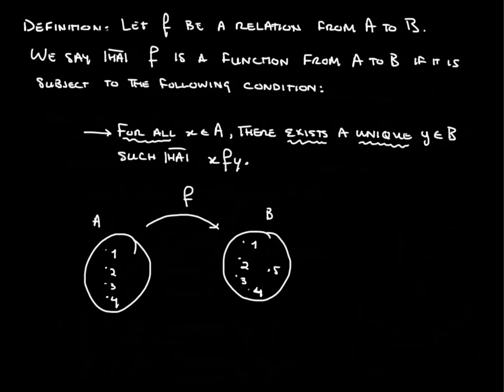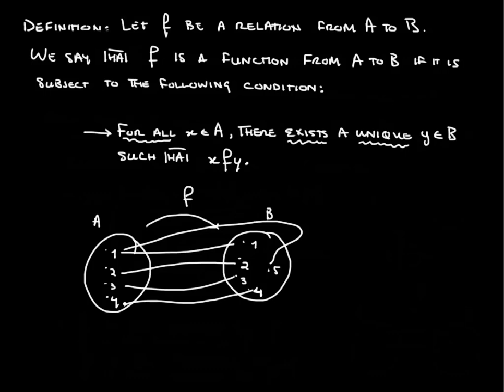So 4. Okay, so the condition for all says that every element that is in A has to be related to a unique element that is in B. Okay, which means that 1, 2, 3, 4 has to be related to an element in B. Now, what the unique part means, I can't have 1 to be related to 5 as well. I'm simply not allowed to have that because 1 has to be uniquely related to an element of B.